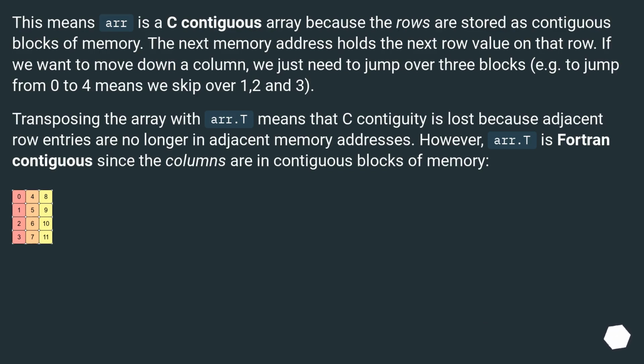Transposing the array with r.T means that C contiguity is lost because adjacent row entries are no longer in adjacent memory addresses. However, r.T is Fortran contiguous since the columns are in contiguous blocks of memory.